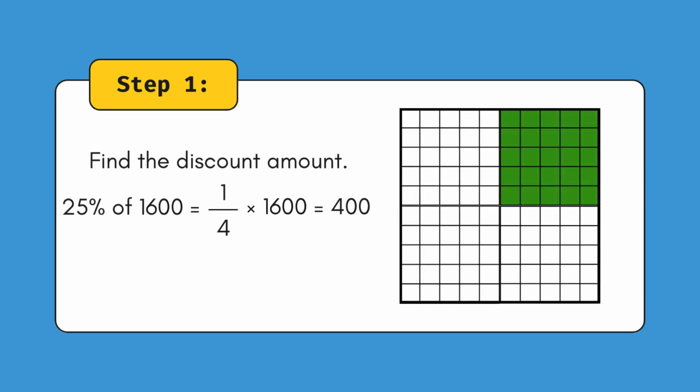Step 1. Find the discount amount. 25% of 1,600 is equal to, 25% in its equivalent fraction is a quarter. So we'll multiply a quarter by 1,600 and that will give us 400, because 4 times 400 will give us 1,600, which is the whole.